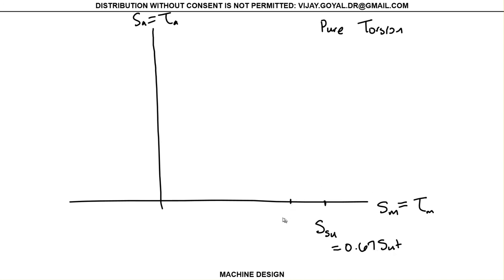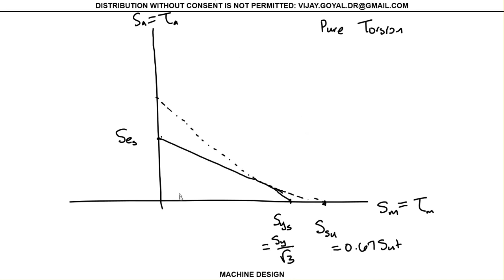And instead of using sigma y, we're going to use sigma ys. In this particular case, it will be sigma y tensile divided by sqrt(3). So your plot will actually look a little bit different. SE is SE. Let me see if I can draw a straight line here. This line goes between your SE and your SSU, and this is SYS. This is only for the case of pure torsion.